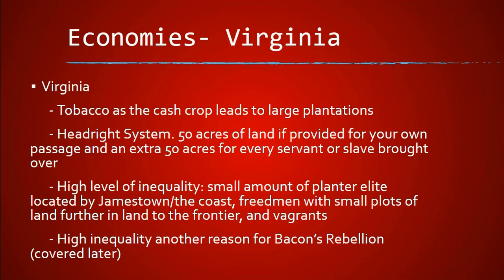And in this era, in general, good quality farmland, and a lot of it, equals wealth. This led to a high level of inequality, as a small amount of planter elite were located around Jamestown and by the coast. Freedmen with small plots of land were further inland and close to the frontier. And there were landless vagrants. Many were former indentured servants. This high level of inequality is another reason for Bacon's Rebellion.